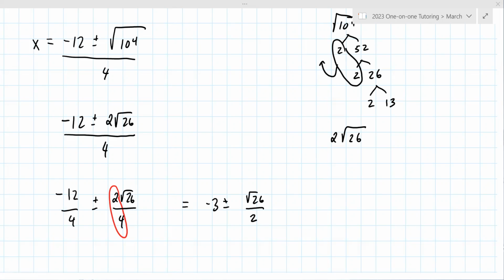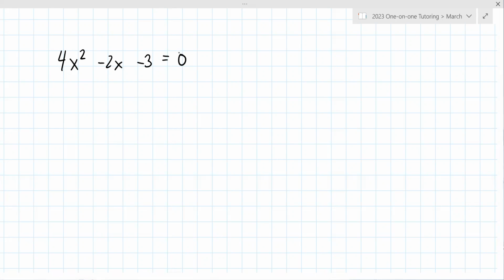Trying to find one here that is kind of the same. All right, let's try this one here. 4x squared minus 2x minus 3 equals 0. Why don't you try that and let me know what you come up with.